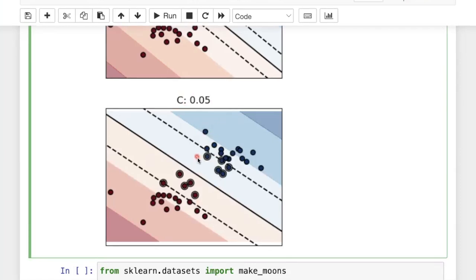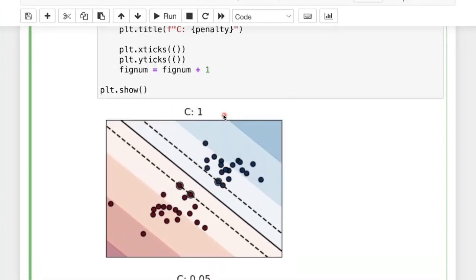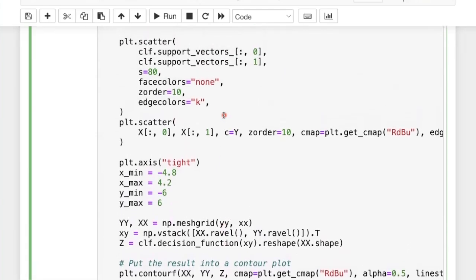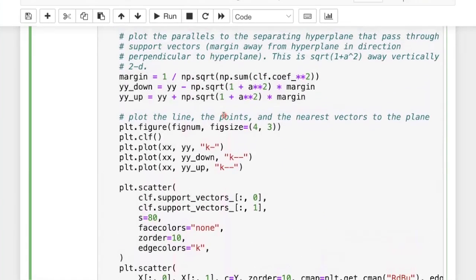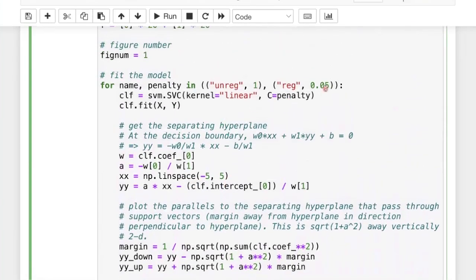And that's what happens. This means that now we allow for some violations. Originally, we didn't want anything to be in this street, right? So it's like a two-way street, remember that? And now we have some of these blue and red ones that are inside the street that we have. And that's because we use C equals 0.05. So this is really nice because now we can look at different cases. I definitely encourage you to experiment with the code here.